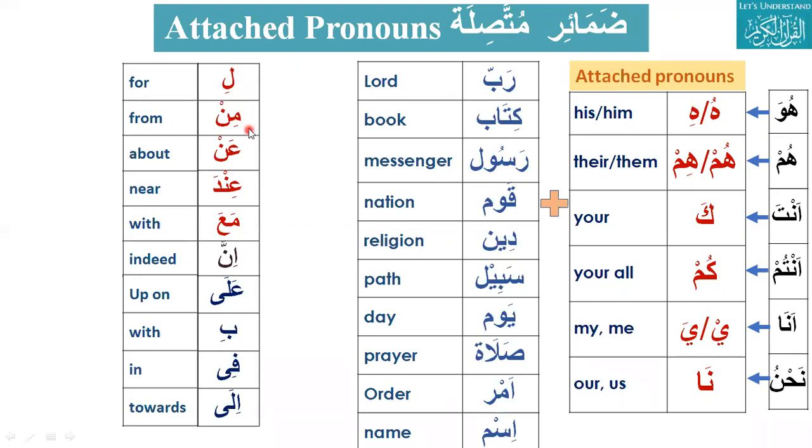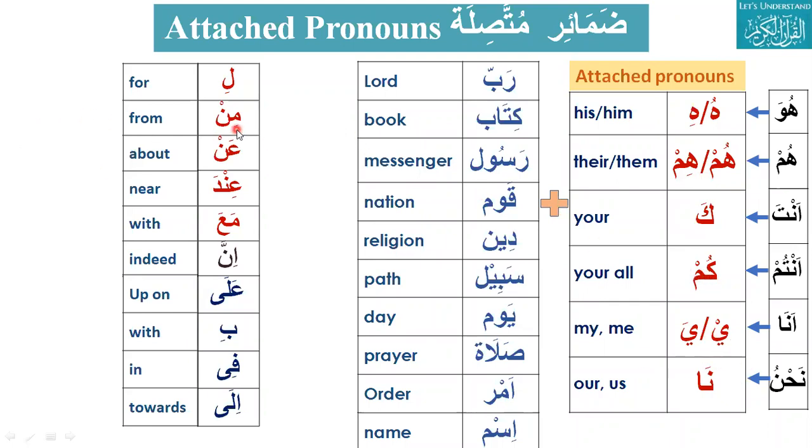So li, for; min, from; and so on. If I take anyone randomly from here, like ala, the first thing is we have to translate it. We have to remember the meaning of these huruf jar. Not all of these are huruf jar, actually; we would say these are the most commonly used words, and some are huruf jar. If I take min, it is from, so min will be attached: minhu, minhum, minka, minkum, minni, minna. With translation, min is from, then minhu is from him, minhum from them, minka from you, minkum from you all, minni from me, minna from us.